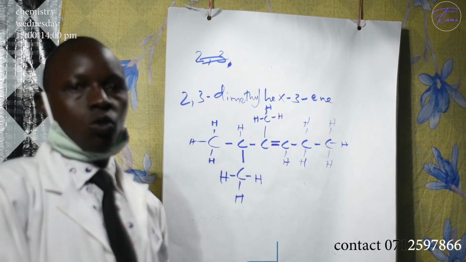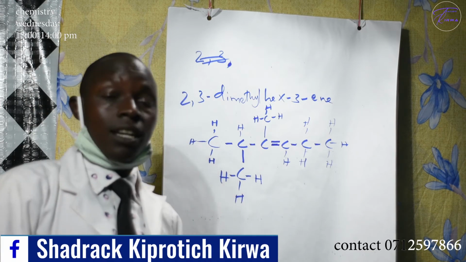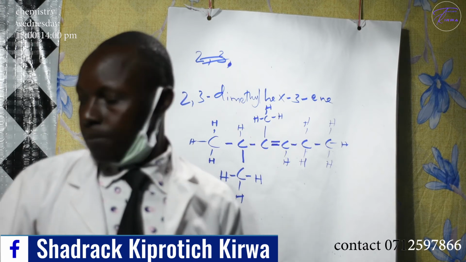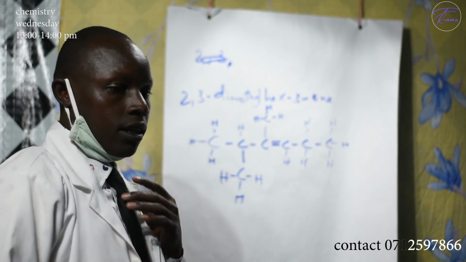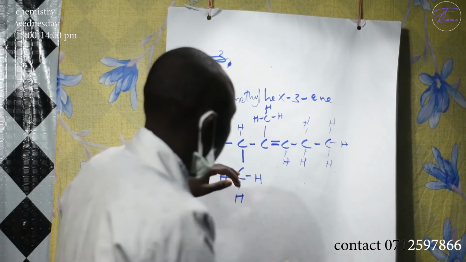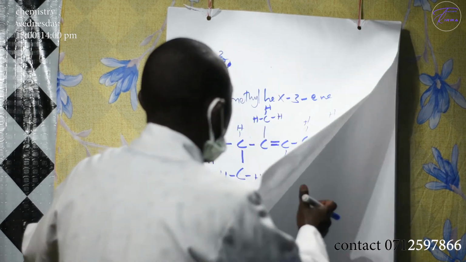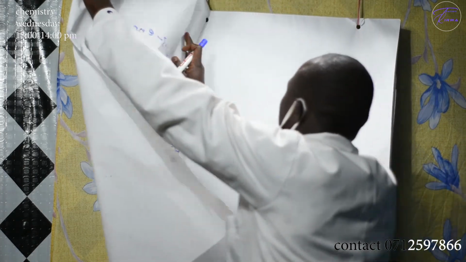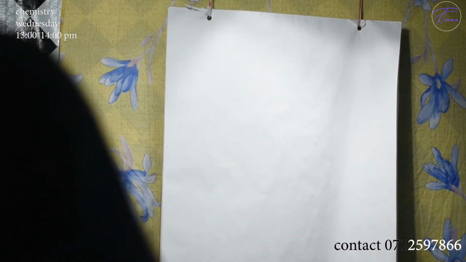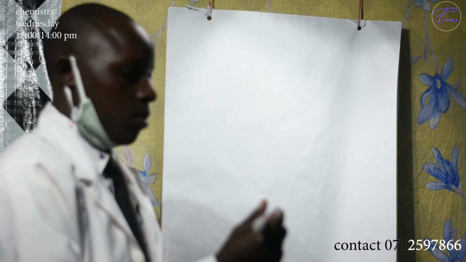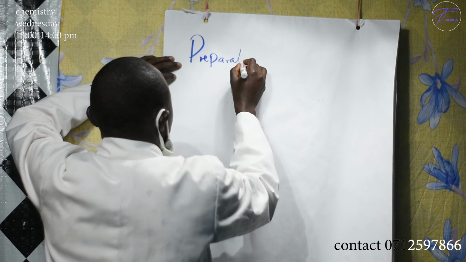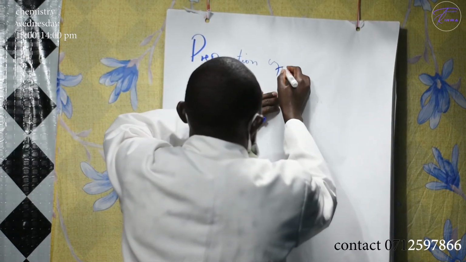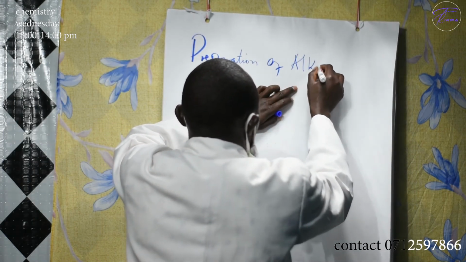The most important thing to remember is that alkenes exhibit two types of isomerism: branching and positional. So I want us to do preparation of alkenes in the lab, and then we can start from there in our next lesson. So lab preparation of alkenes.